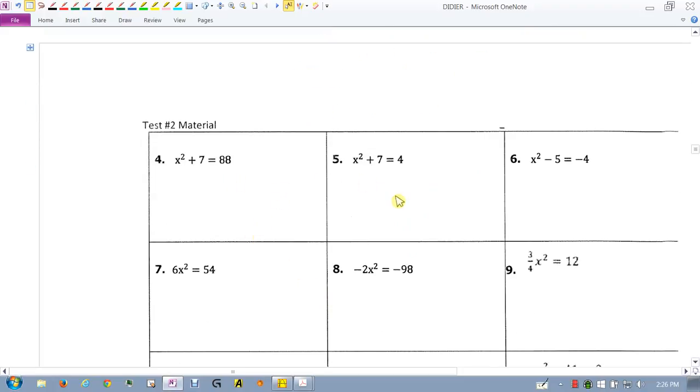Okay, let's look at number 5. Does that look like this form that we had? Do you have a quadratic equation? Yes. Okay. Is it missing the x term? Yes. Because of that, we're going to isolate the x squared. So how am I going to isolate the x squared here? Subtract 7 on both sides. This time there's a 4 over there, right? So 4 take away 7 is negative 3.